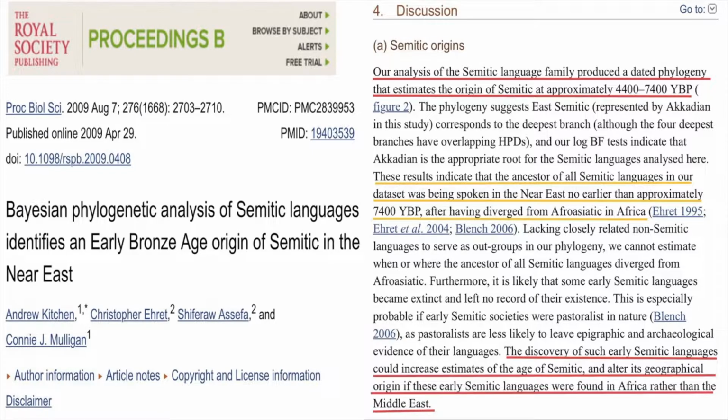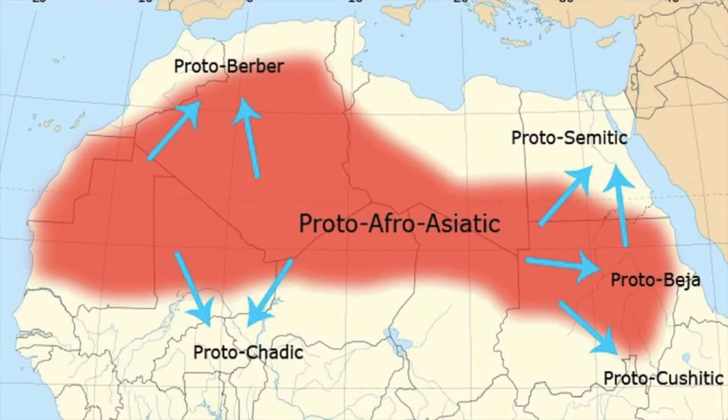The discovery of such early Semitic languages could increase estimates of the age of Semitic and alter its geographical origin if these early Semitic languages were found in Africa rather than in the Middle East. And so basically, as that paper and the other book just said, Proto-Semitic would have come out of the Afroasiatic homeland in Africa and migrated into the Middle East.